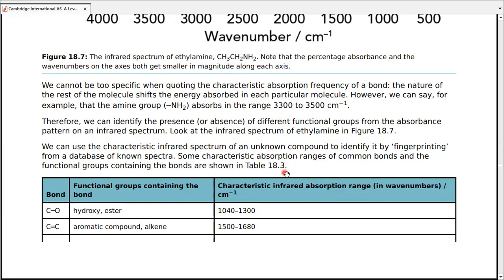Now, we can use the characteristic infrared spectrum of unknown compounds. We identify them by fingerprinting. Fingerprinting is a technique where we take an unknown compound, we take its spectra, and we match it with the database of known spectra. Fingerprinting is a technique that we studied back in the starting chapters, I guess second or third chapter, when we were discussing the spectra, NMR spectra.